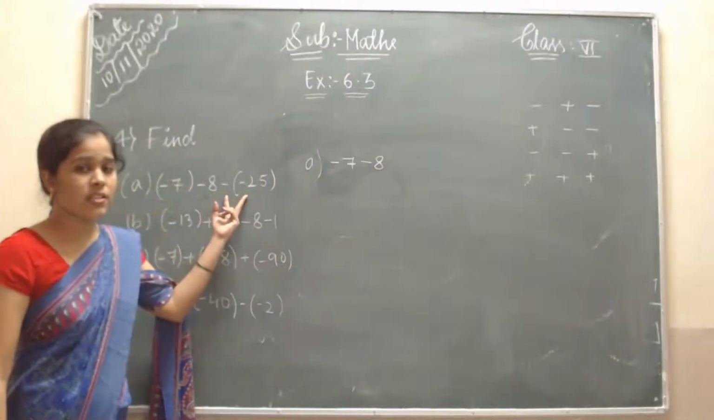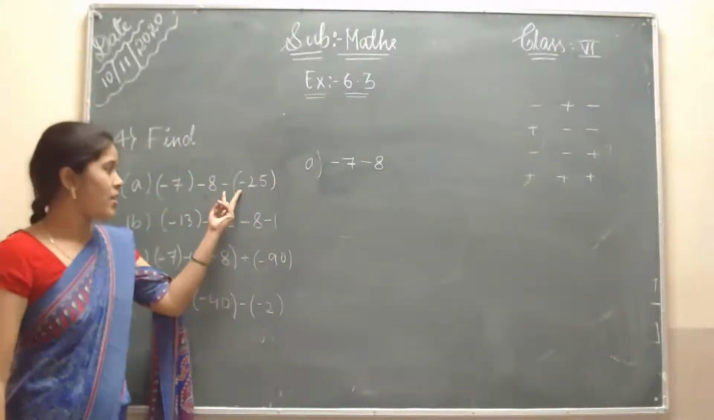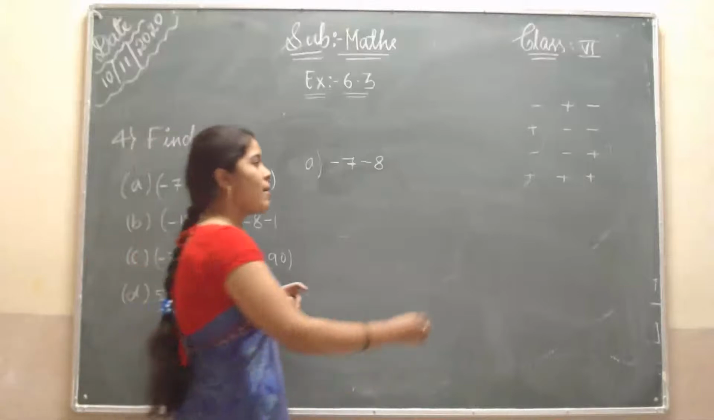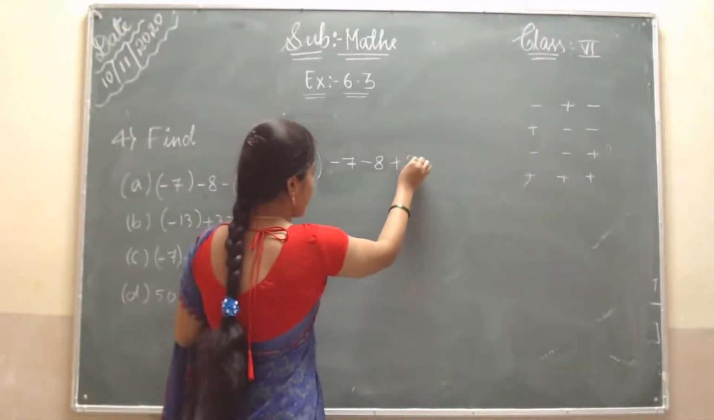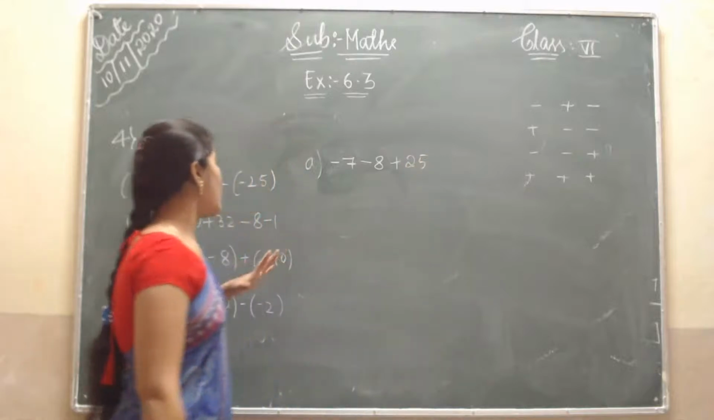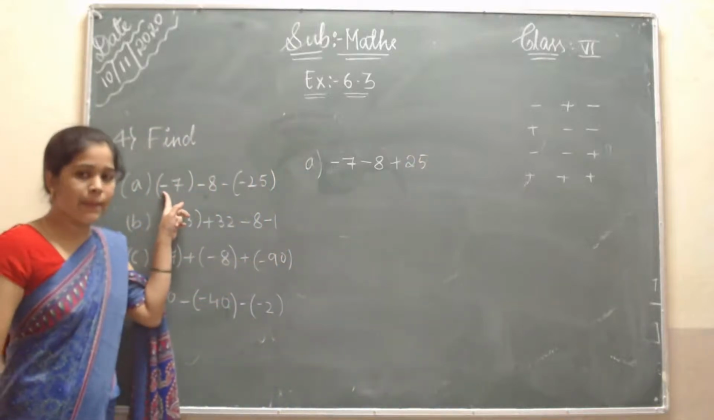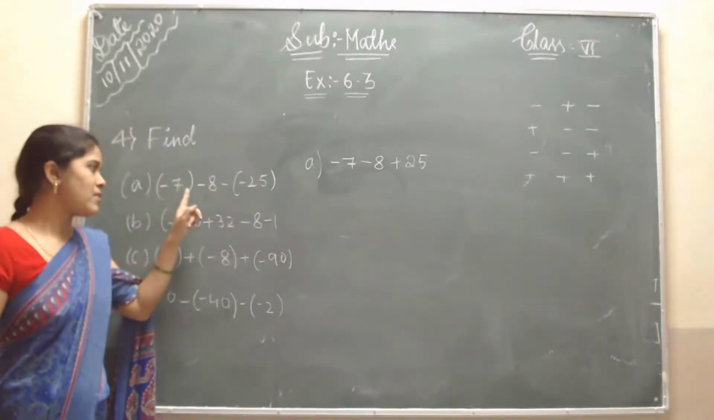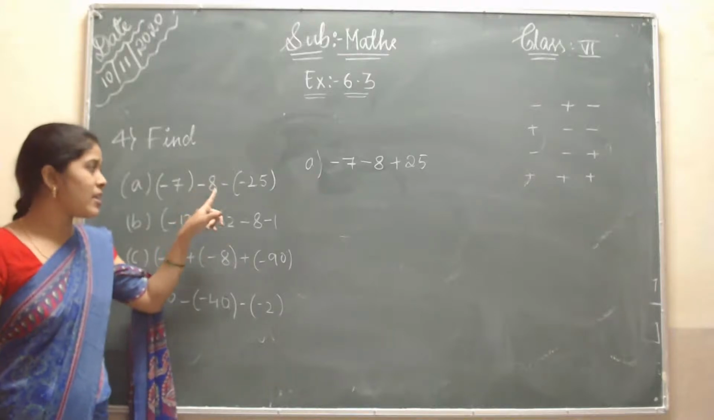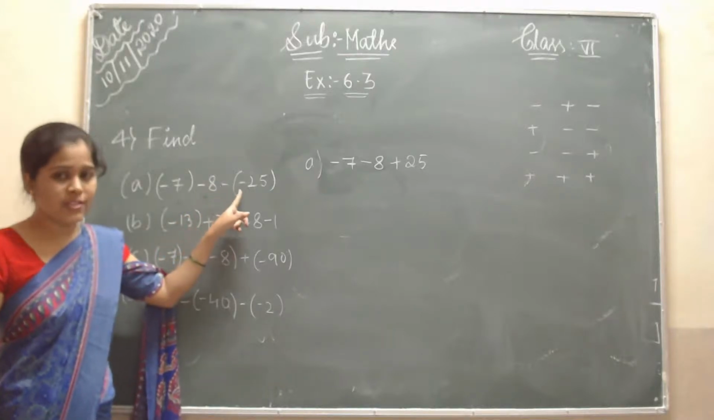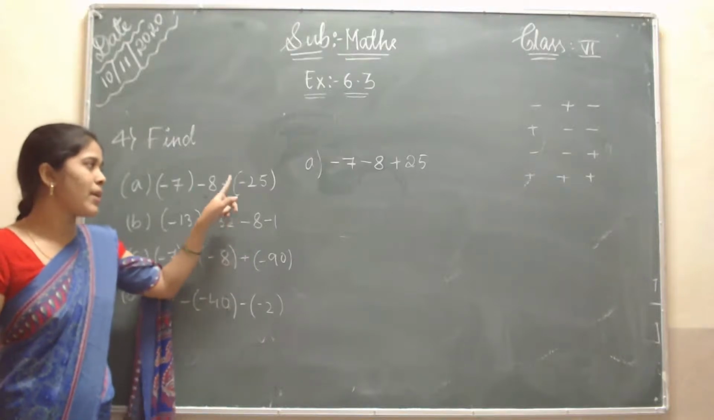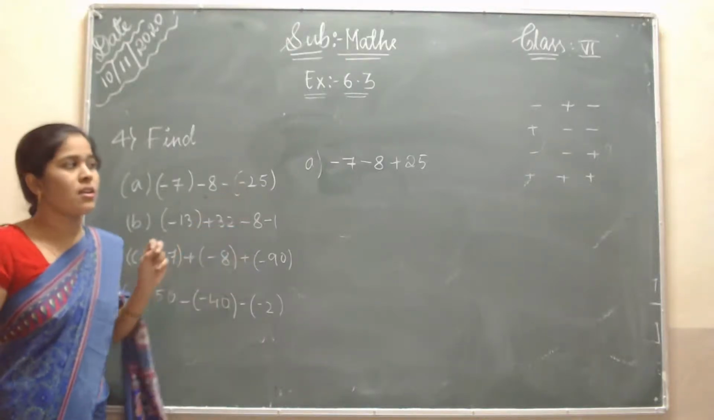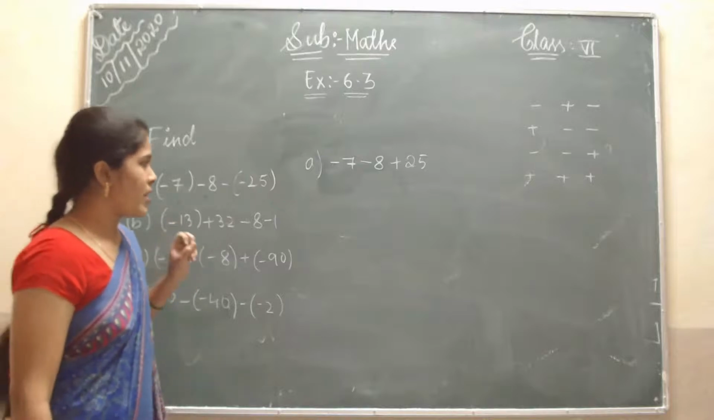Now, in this, there are two negative signs. Minus into minus. Minus into minus is plus 25. Understood? See here, this is single, minus 7, so we kept minus 7. Minus 8 also single, minus 8. Here there are two negative signs at a time, so this bracket is nothing but multiplication. Minus minus plus, so plus 25.